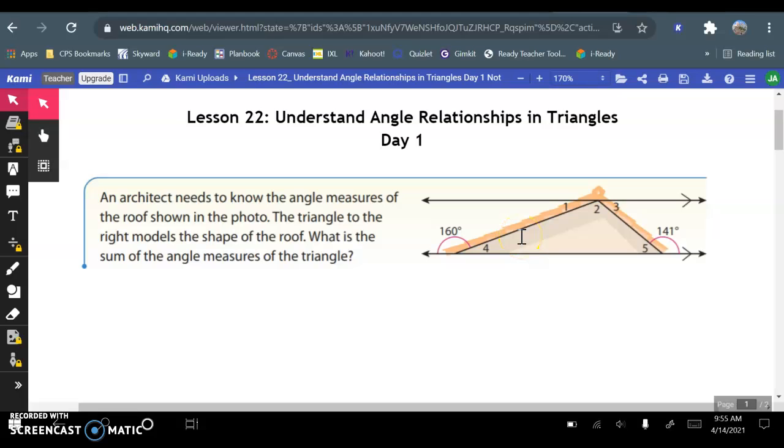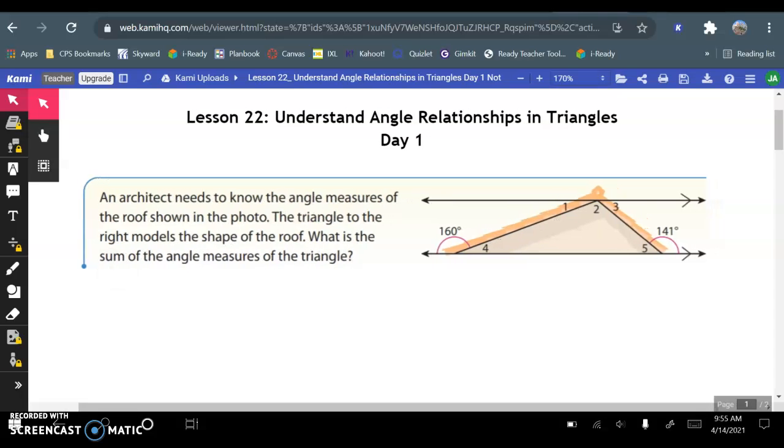For lesson 22, it's going to be broken down over a few days. The first day, we're just going to introduce angle relationships in triangles. We're going to start off here with an example, and it says an architect needs to know the angle measures of the roof shown in the photo. The triangle to the right models the shape of the roof. What is the sum of the angle measures of the triangle?